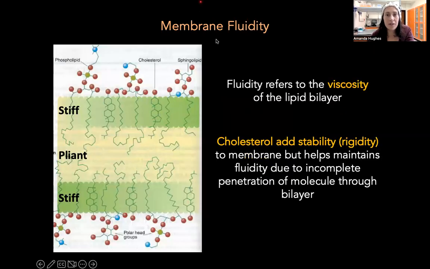Okay, so first we can talk about the membrane fluidity. So remember, in the fluid mosaic model, all the lipids are very freely moving. So fluidity is referring to how viscous the different lipid bilayers are. And the one thing is that cholesterol is going to add rigidity to the membrane.